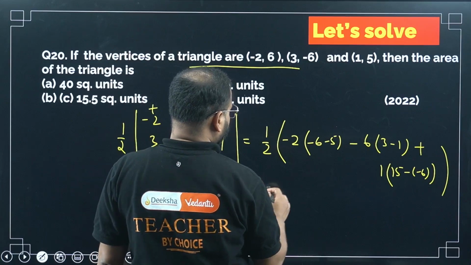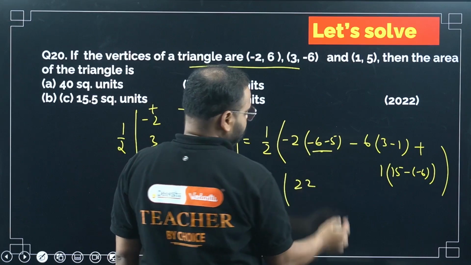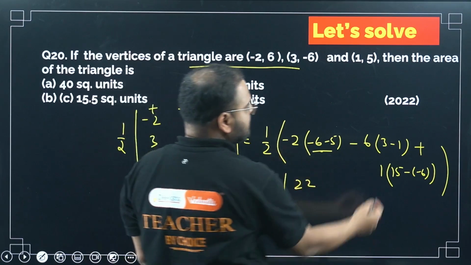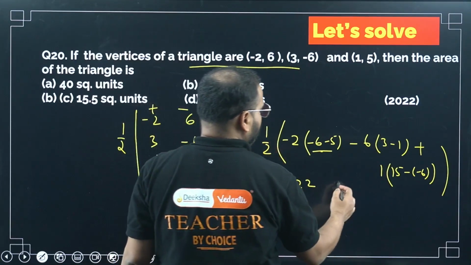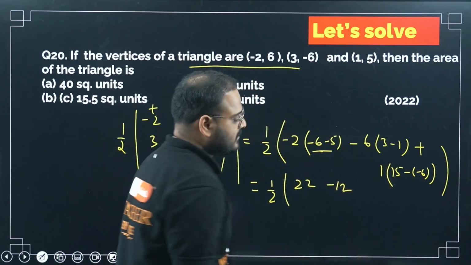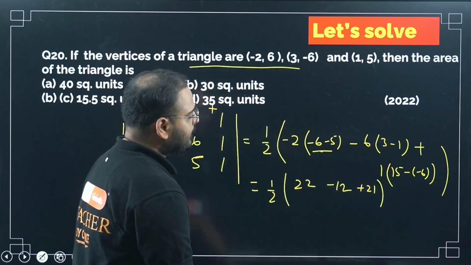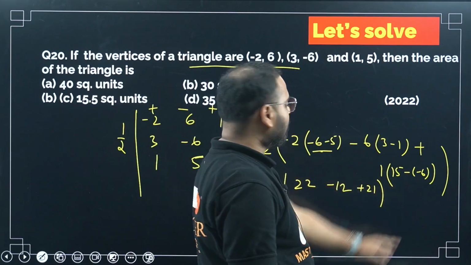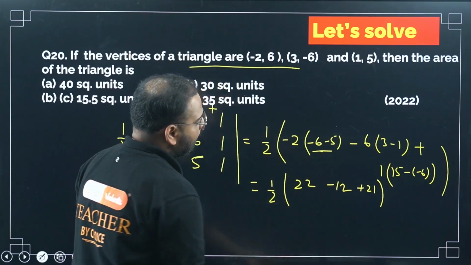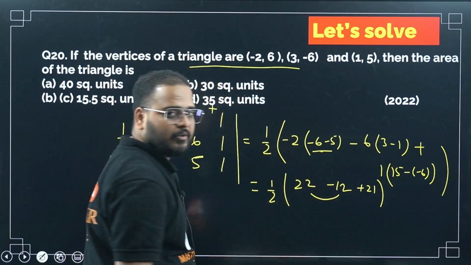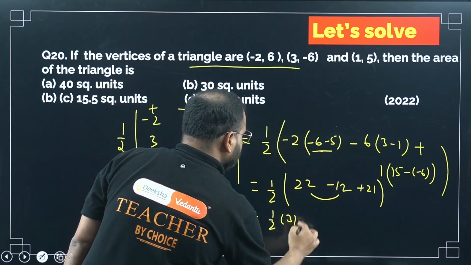Let's see here what I'm getting. 1 by 2. This is minus 11, so minus 11 into minus 2 is plus 22. Please check here. 6 into 3 into minus 2, so minus 12. How much is that? 15 plus 6, so 21. Plus sign is there. 22 minus 12 is 10. 10 plus 21 is 31. So 1 by 2 times of 31, how much is that?